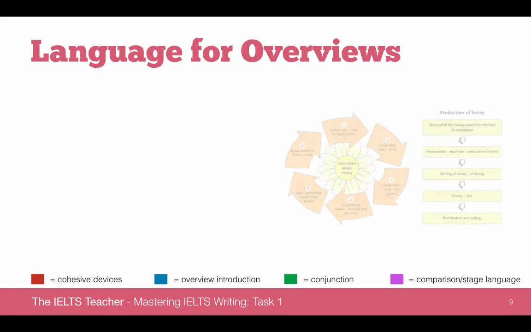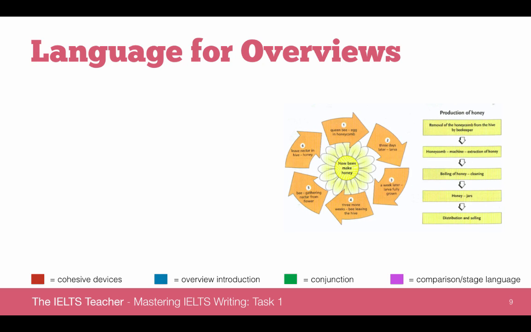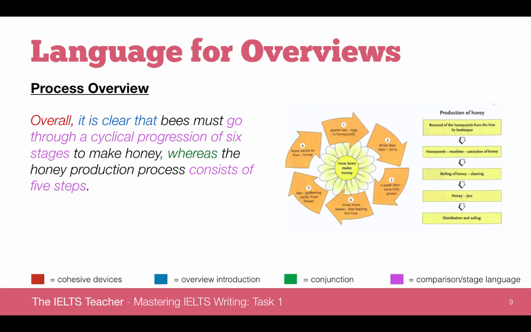What happens when it comes to processes? Well, here's a process here on how bees make honey and then the production of honey. Overall, it is clear that bees must go through a cyclical progression of 6 stages to make honey, whereas the honey production process consists of 5 steps. Here you've got all the usual suspects. You've got your cohesive device, you've got your overview introduction, you've got your conjunction with whereas.